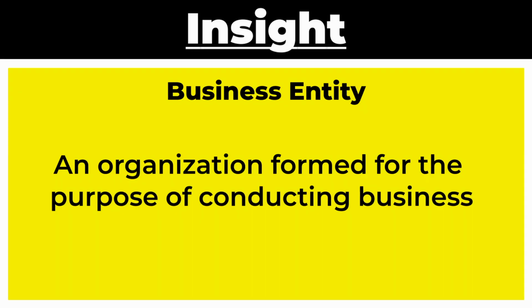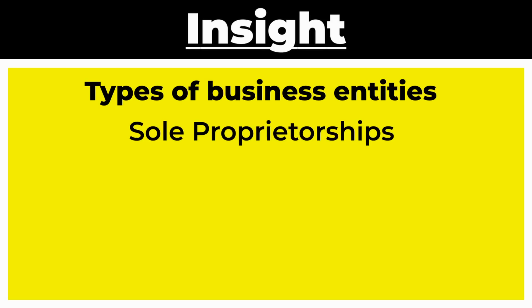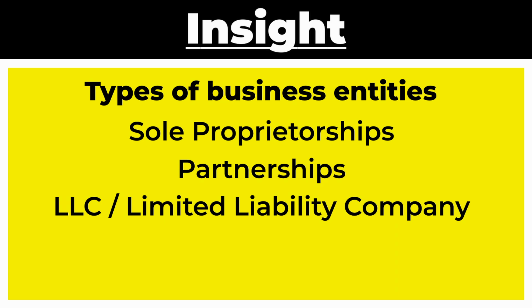Now, what exactly is a business entity? It's an organization formed for the purpose of conducting business. Now, five of the most common business entities that you probably are familiar with are sole proprietorships, partnerships, LLCs or limited liability companies. You have S corporations and you have C corporations if you're taking the incorporated route.